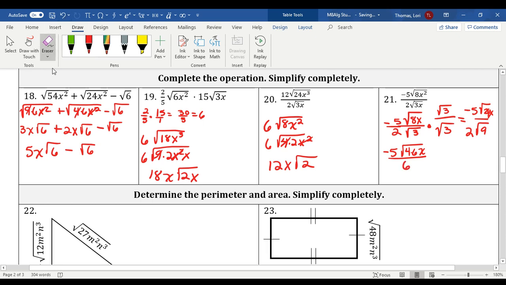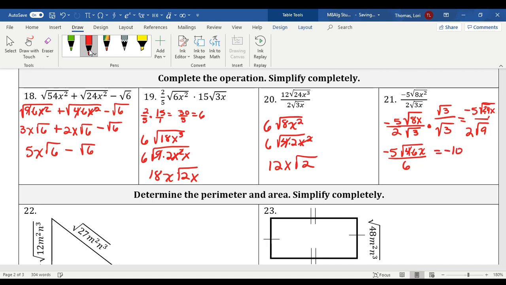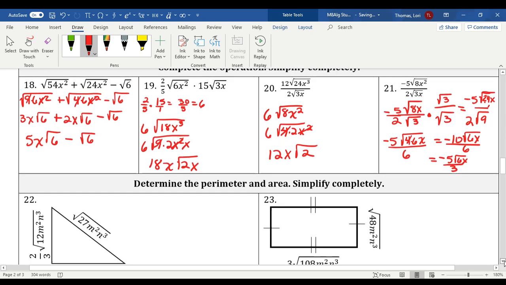And before we move on, I am going to clean this up a bit right here so we can see what that is. So that was 24x. And then the square root of 4 is 2, and 2 times negative 5 is negative 10. And we're left with radical 6x over 6. And then negative 10 over 6 can simplify by a factor of 2. So I have negative 5 radical 6x over 3. That was a nice problem.